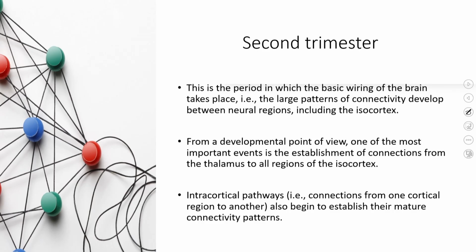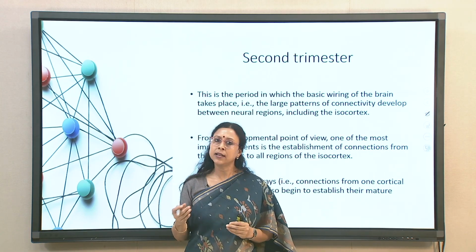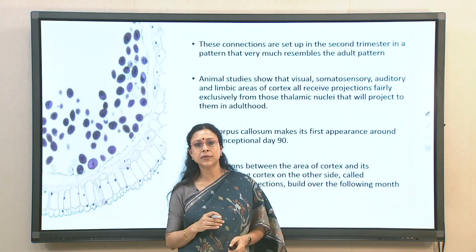We looked at the structure of the brain in the beginning of this module: certain layers in the cortex connect to the thalamus, and the thalamus connects back, so it is an input and output kind of connection. That connection develops in the second trimester itself. And then intracortical pathways also develop. Intracortical pathways, as the name suggests, are the connections from one cortical region to another cortical region. That also begins to establish the mature connectivity pattern. What it means is that the kind of connectivity pattern that you see in the mature brain already starts in the second trimester of the fetus.